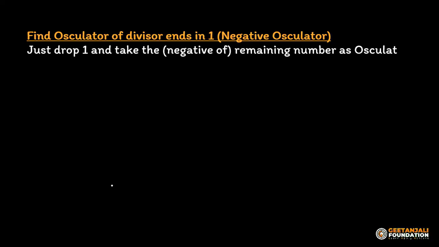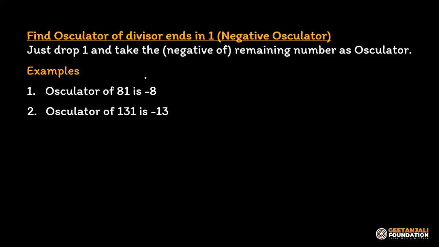Just drop 1 and take the negative of the remaining number as the oscillator. For example, you have to find the oscillator of 81. So you will drop this 1 and the leftover number is 8. You take its negative and that is going to be your oscillator. We have already solved a question in which we had -2 as our oscillator.